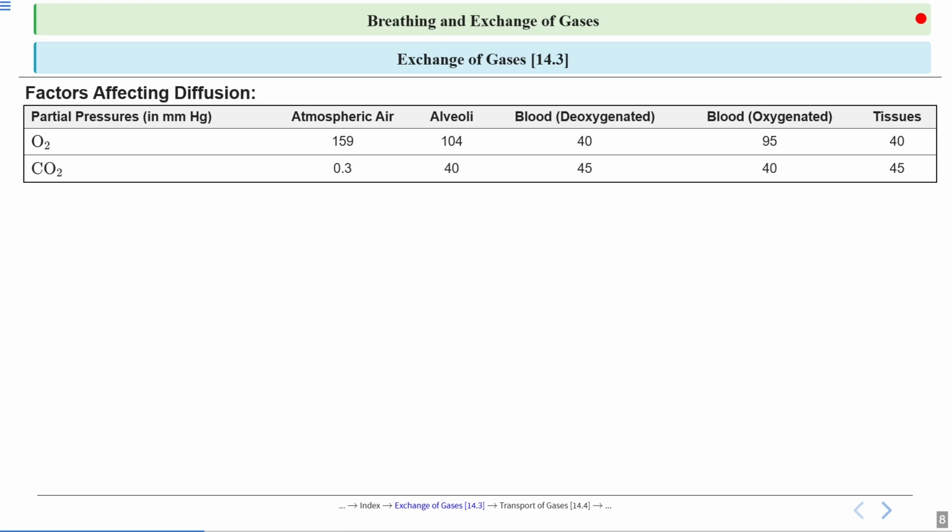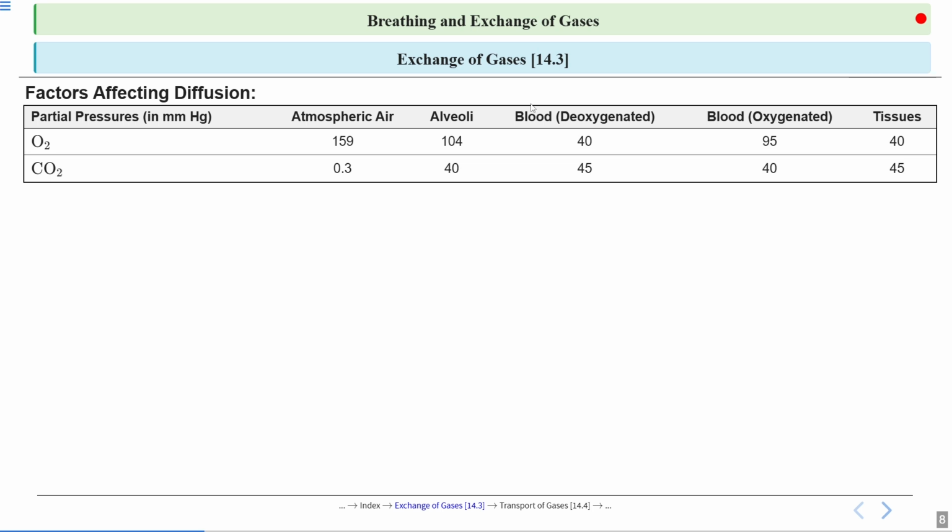And carbon dioxide, what is the partial pressure of carbon dioxide? It is 0.3, very less. But it changes in the alveoli. See, what a drastic change you see in the partial pressure of oxygen and carbon dioxide in the alveoli. Oxygen is 104 and carbon dioxide is 40.